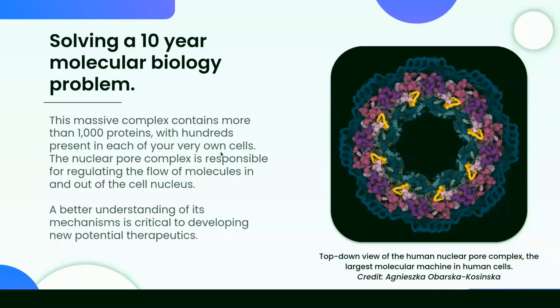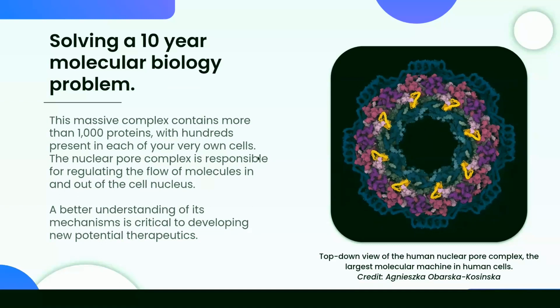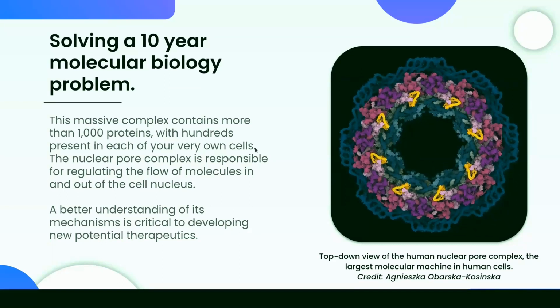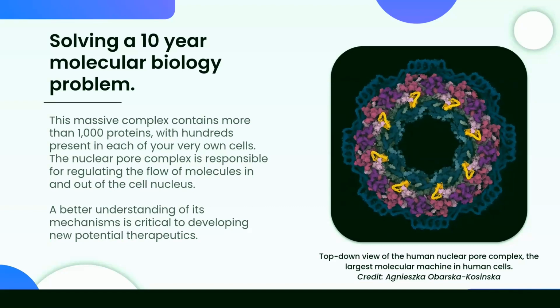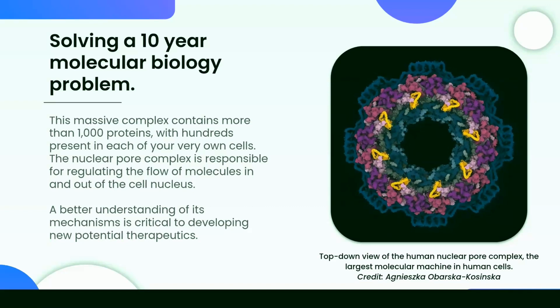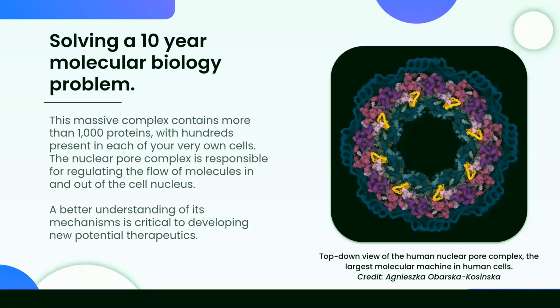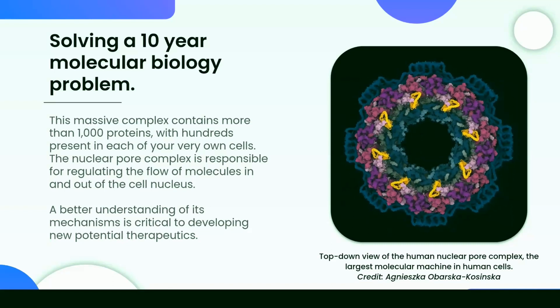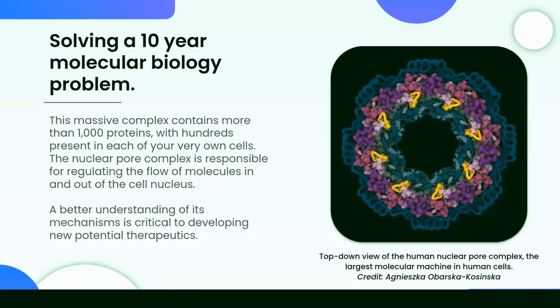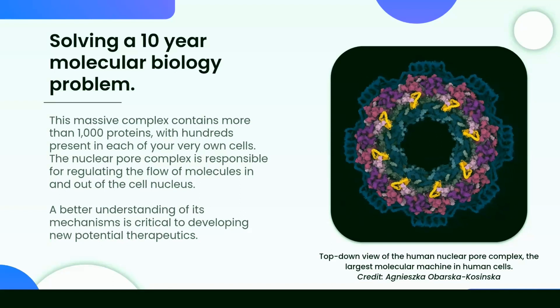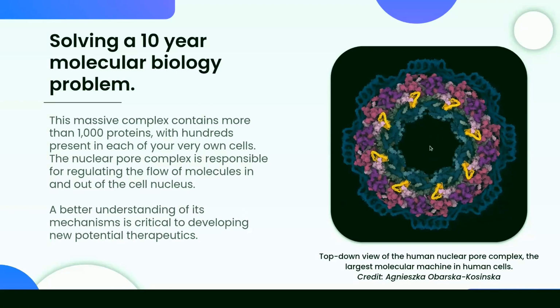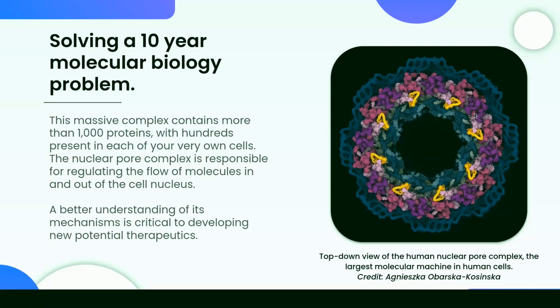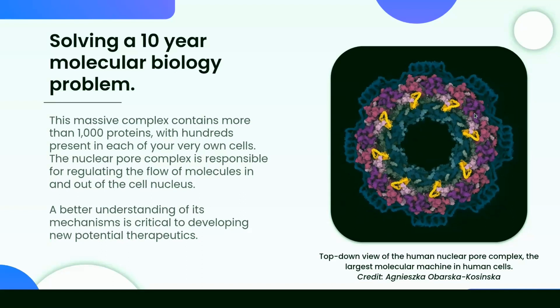Another very fascinating case study of AlphaFold is its role in creating a structure of the human nuclear pore complex. This is a very massive complex. It contains over 1,000 molecules, and it's present within virtually all of your cells. One of the main reasons why I think this is very remarkable is because, one, it's a huge undertaking, and it was very impressive that people were able to do this. And on top of that, a better understanding of how this giant complex works is going to be critical to developing new potential therapeutics in the future.